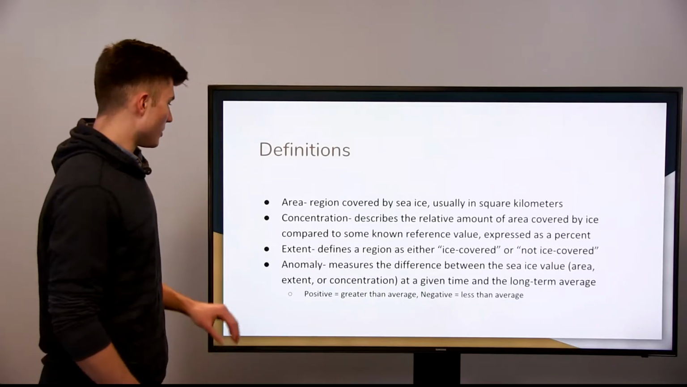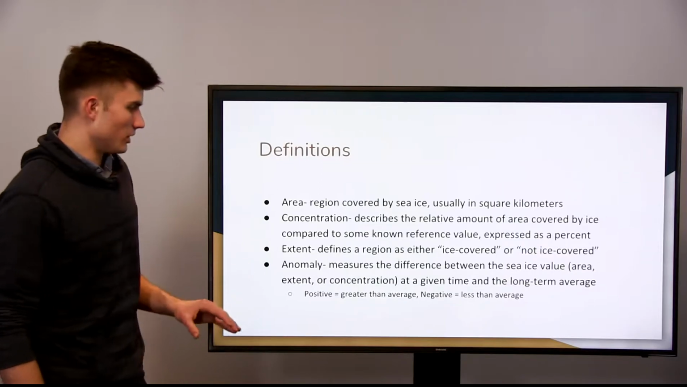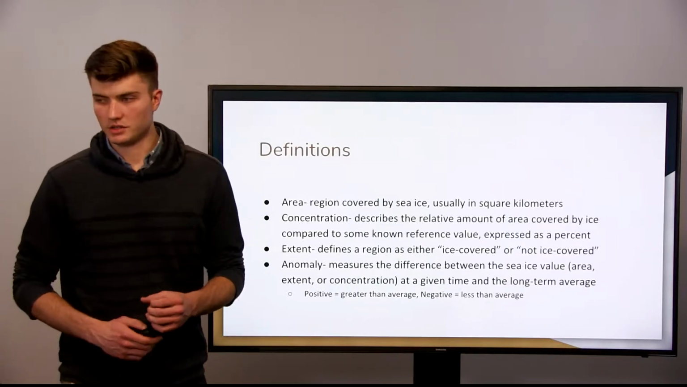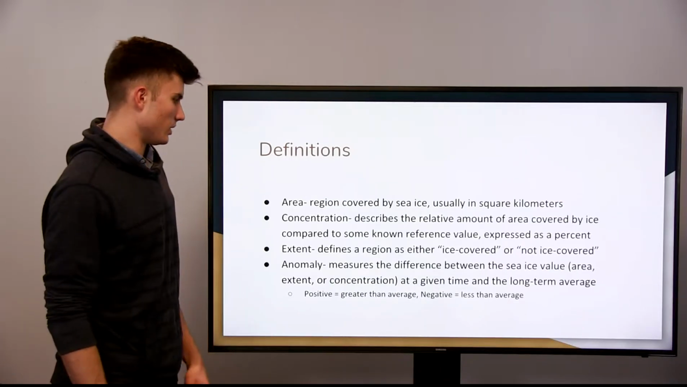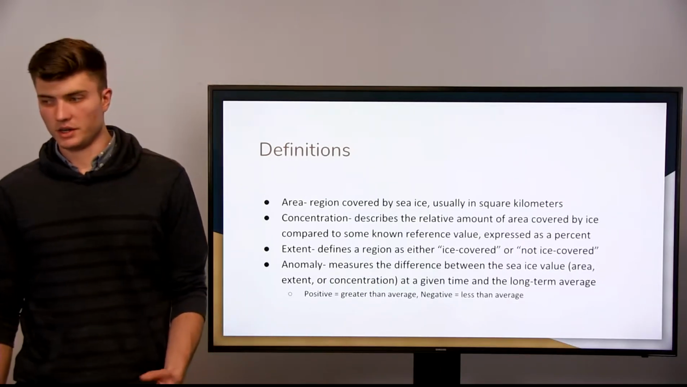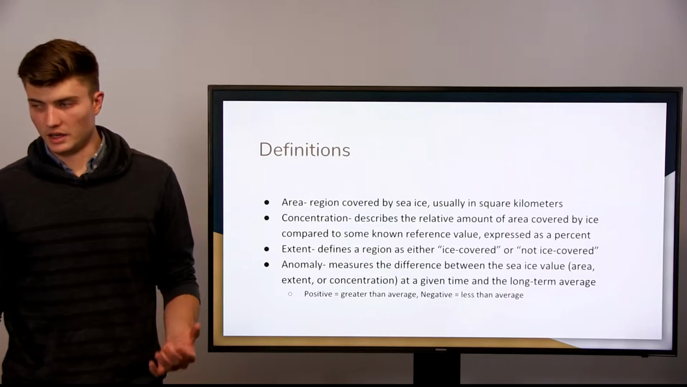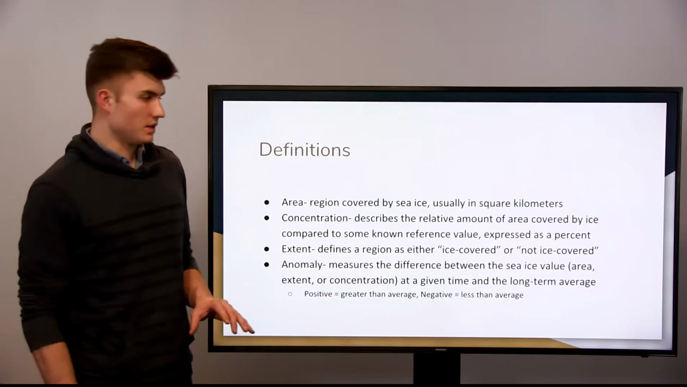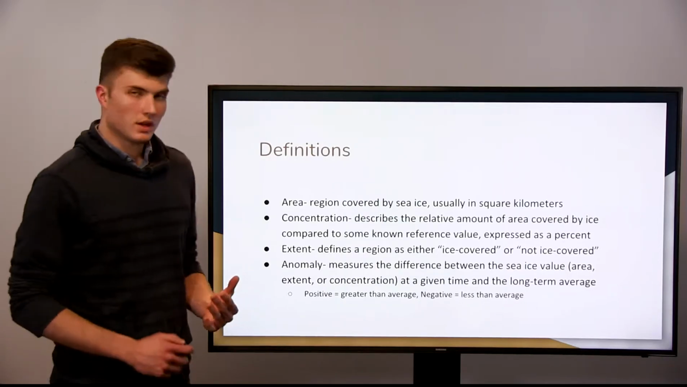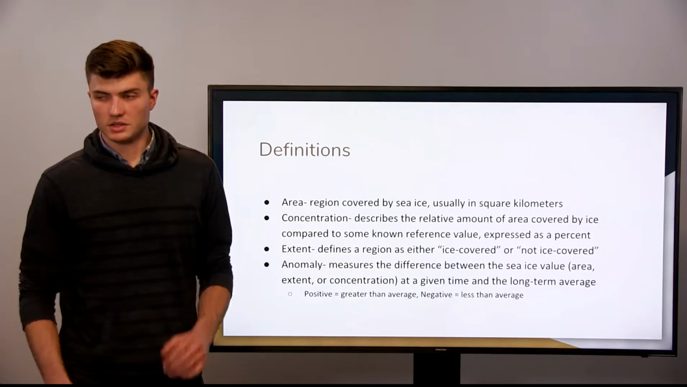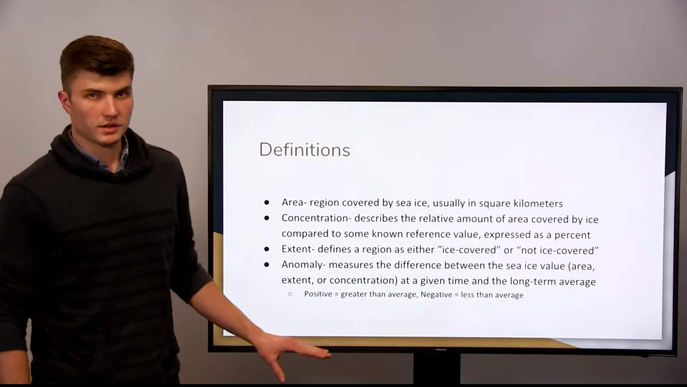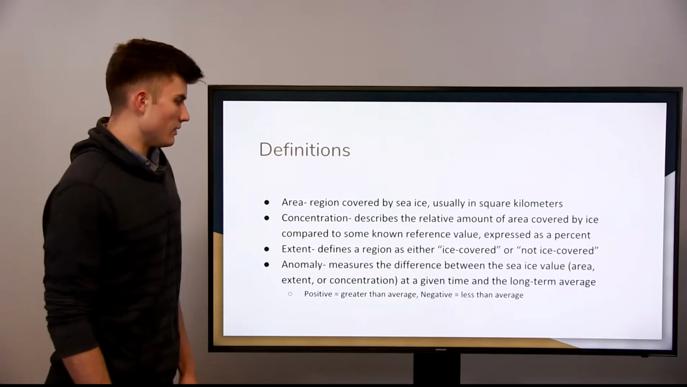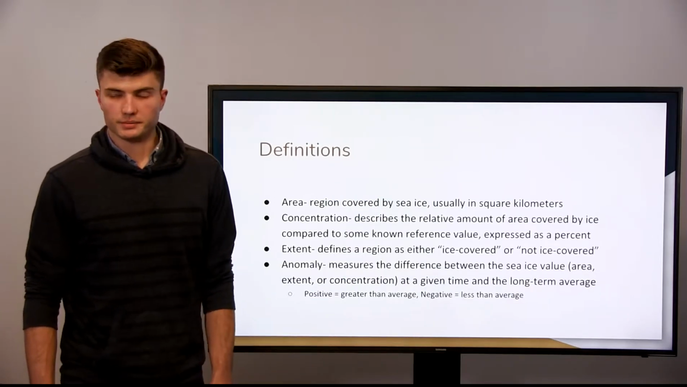And then lastly, one of the most important ones that you'll see is anomaly. An anomaly basically measures the difference between the sea ice value that you're looking at, so whether it would be area, extent, or concentration, at a given time, and then it takes that difference compared to the long-term average. So if you have positive values or positive anomalies, you're going to see greater than average values for whatever variable we're looking at, and vice versa for a negative anomaly.